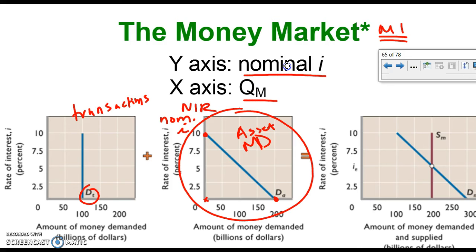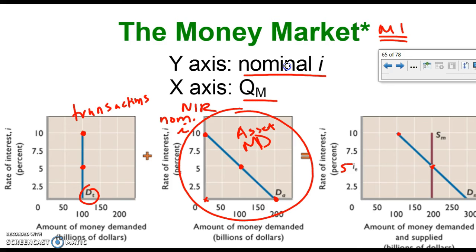You can see over in this graph that, for example, if you look at the first graph, at a 10% interest rate, people wanted $100 billion of transactions demand and no asset demand for money, so we get that point. At 5% clearly here, people still wanted $100 billion of money for their transactions, but now they want another $100 billion for their assets, which is why they want $200 billion here. So you can see we're just adding horizontally the different types of money demand.